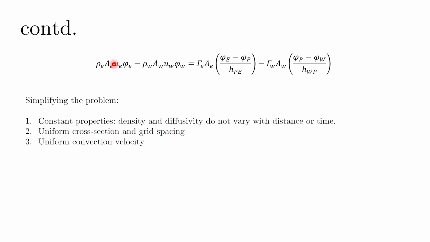So this AE and AW are equivalent to each other, and similarly the grid spacings H of PE and H of WP are also equal. And finally we are talking about a case of a uniform convection velocity, that is, this U E and U W are equivalent to each other. I know that this is quite a bit of simplification, but you would see that the standard approach would more or less be the same even if we don't use these kinds of approximations, but for the purpose of demonstration, you will see that this would make our lives much easier.